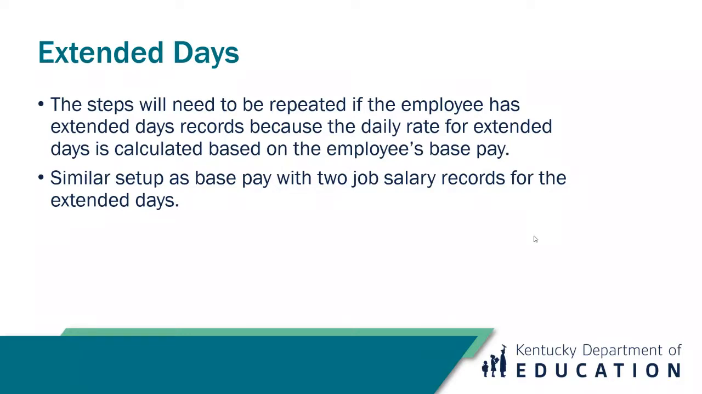So I chose an example here where the base pay is 100% non-match, but their extended days are partially federally funded. So again, you're going to need 2 job salary records because of the partially funded extended days. So you'd still need 2 job class codes, even if the job description says federal match. You would be able to use the same non-matched pay type on both job salary records. So they have 2 job salary records using the same pay type.